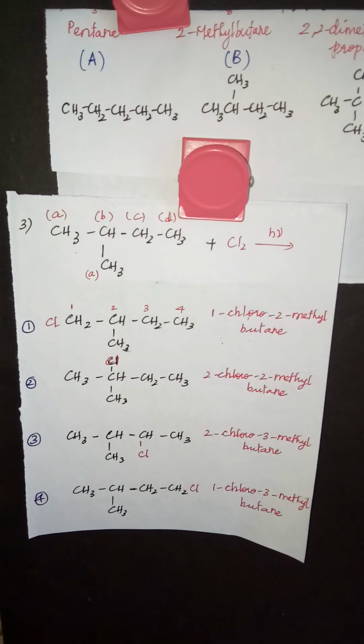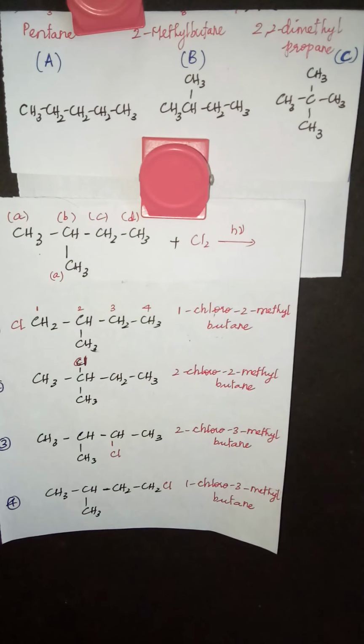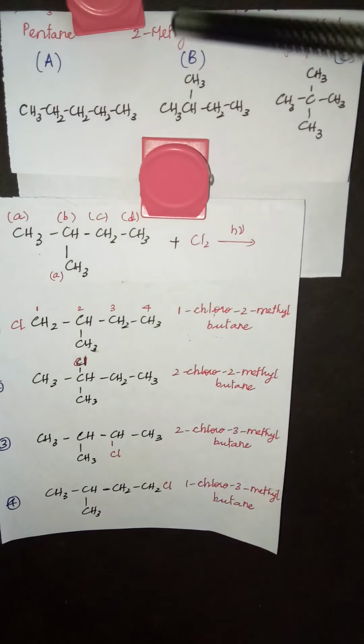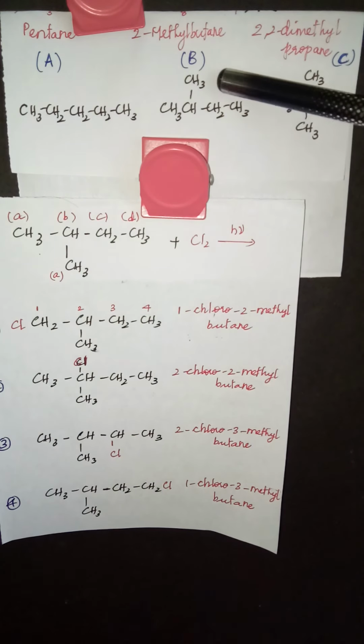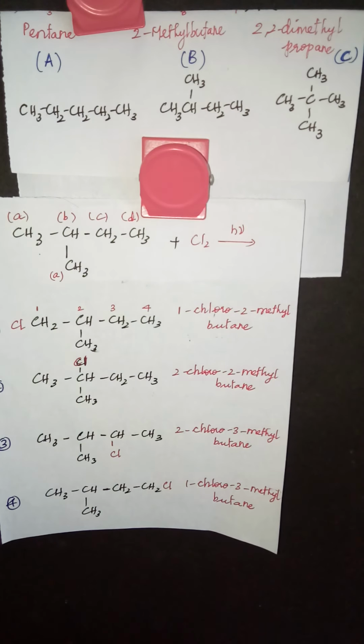And so that is the question. Which of these 3 isomers will yield 4 products? So among these 3 isomers of formula C5H12, this yields 3 products when it is treated with chlorine in the presence of UV light, and this yields 4 products, and this yields only 1 monochloride, a single monochloride.